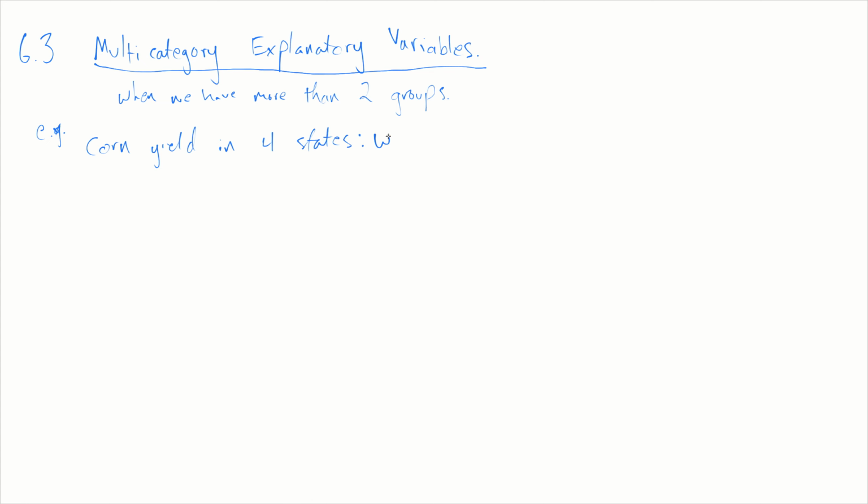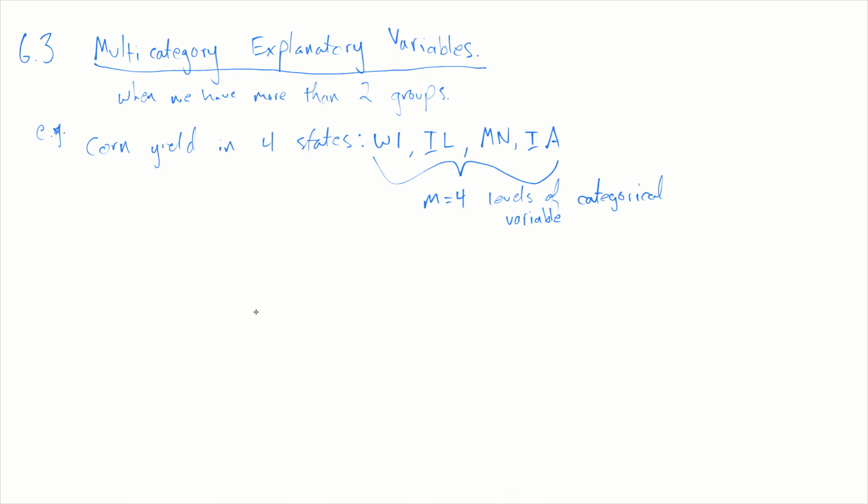Go ahead and pick Wisconsin, Illinois, Minnesota, and Iowa. 4 Midwestern states. Here we'll use the letter M to denote how many levels we have. We have 4 levels: 1, 2, 3, 4. And these are the levels of our categorical variable. So we could say that state is a factor with 4 levels.